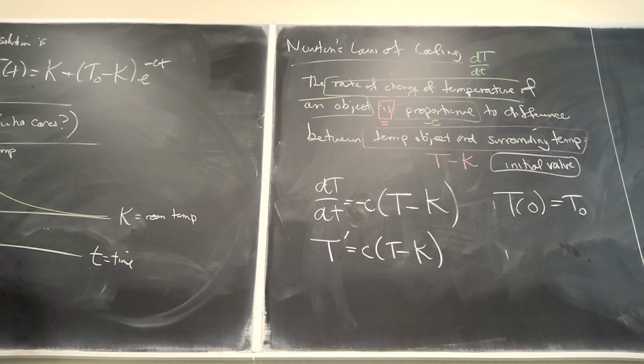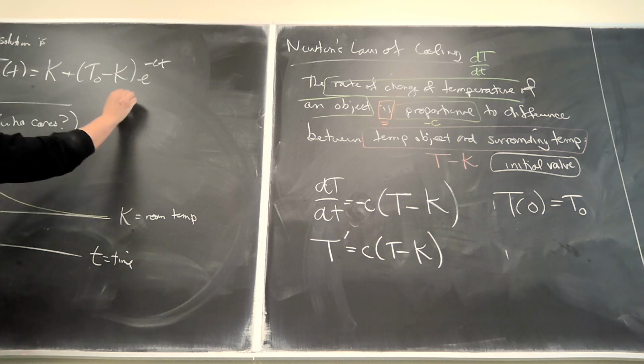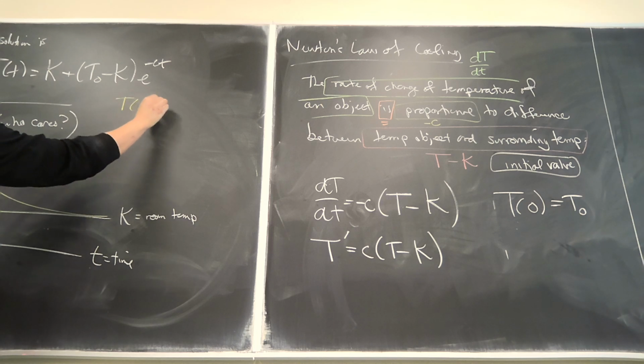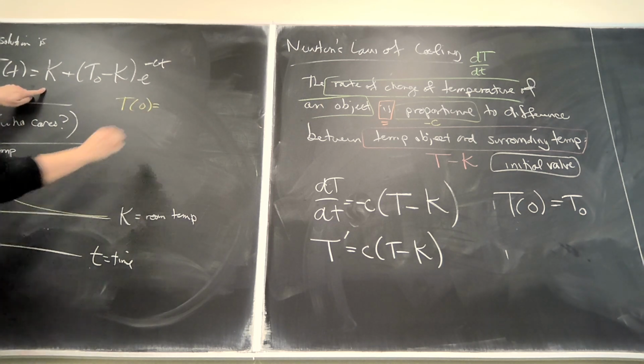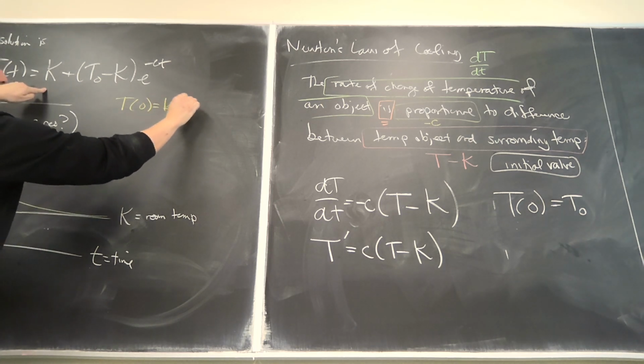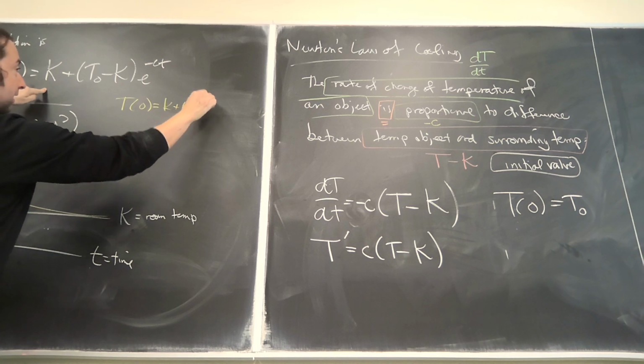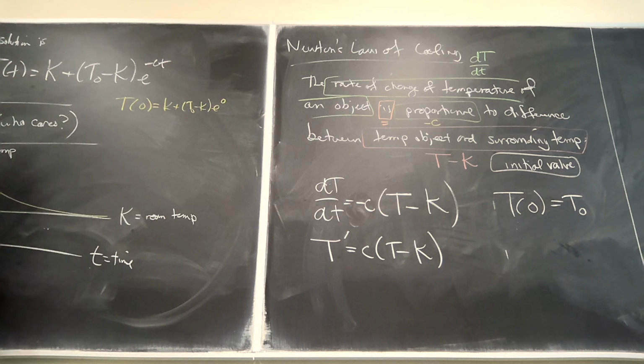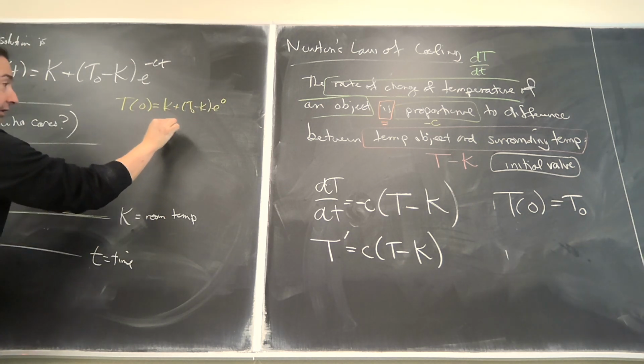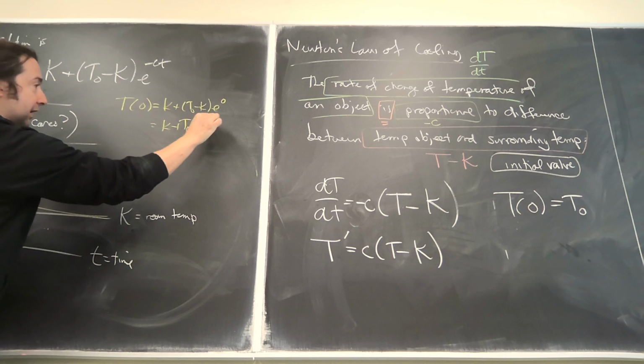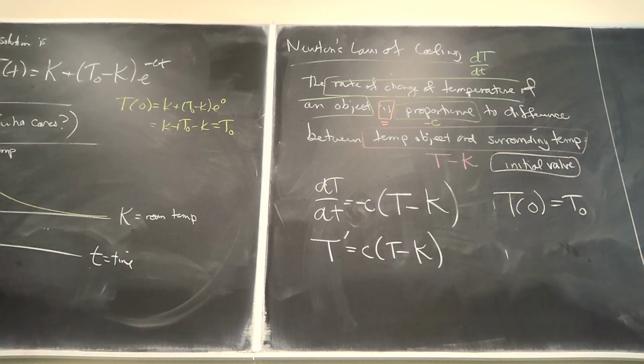Well, what's t? So first condition we should check is, does it actually meet the initial condition? What is t of 0? k plus t naught minus k times e to the 0, which is k plus t naught minus k, which is t naught. Okay, so it meets the initial condition. That's nice.